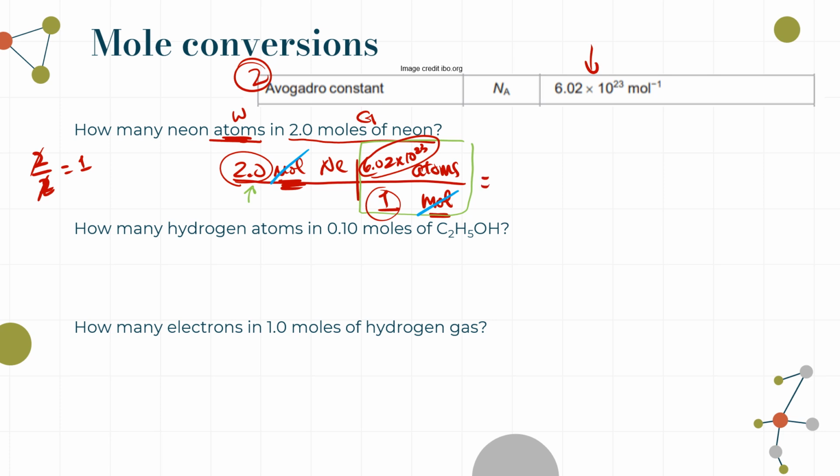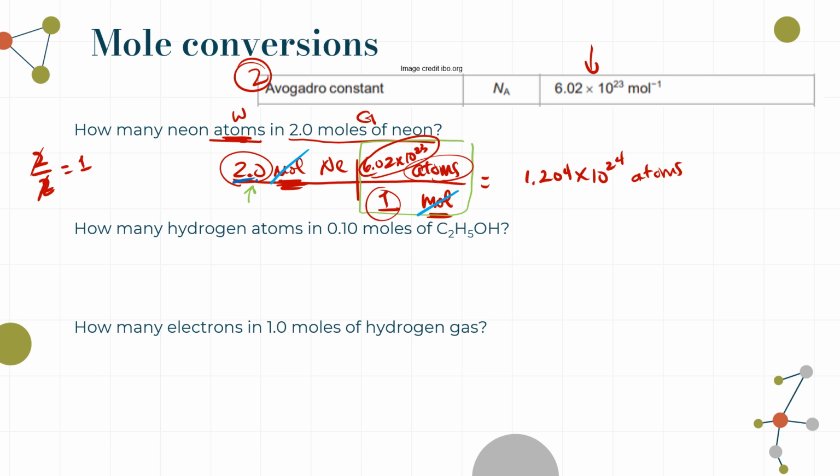What do we get? We're going to get 1.204 times 10 to the 24th. What's my unit label? Well, moles is gone. All I have left are atoms. And this is not our final answer because we have to do a sig fig check.